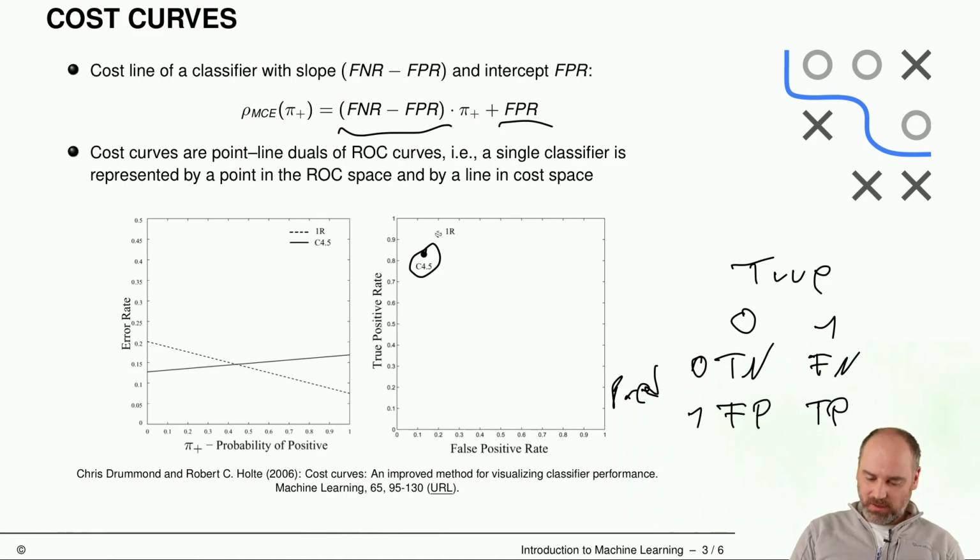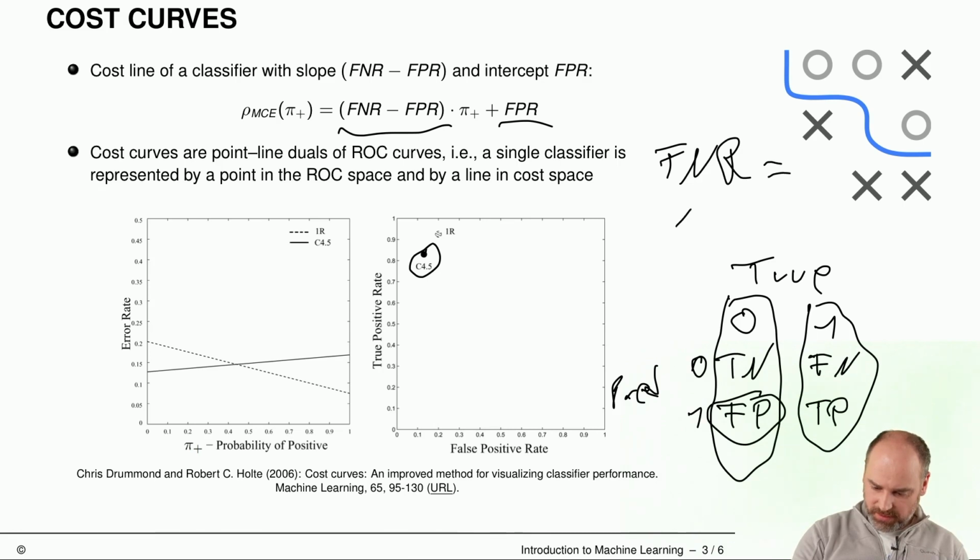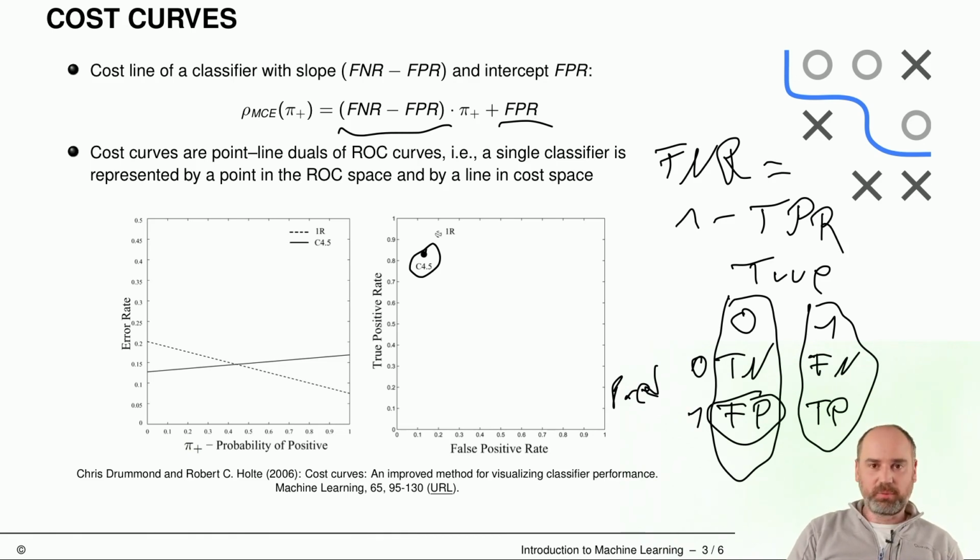So we have the true positive rate and we have the false positive rate. The false positive rate is this one, and this is the rate in this column. What we are also given is the true positive rate, but what we actually need is the false negative rate. But if we look into this column, we can clearly see that FNR is simply 1 minus TPR, right? It's just the counter probability in this column.